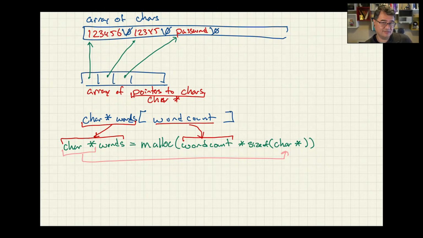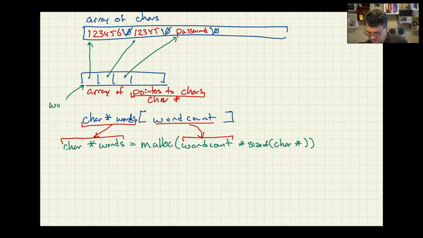Oh, hold on a sec here. There's actually something wrong with this. Let me back up a bit. When we call malloc, it's going to allocate this array in memory, and then it's going to return to us a pointer to where that array starts. So we're going to get back a pointer to this.